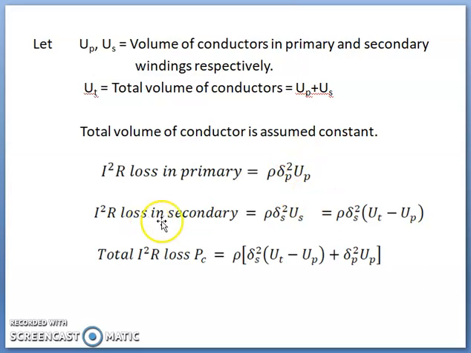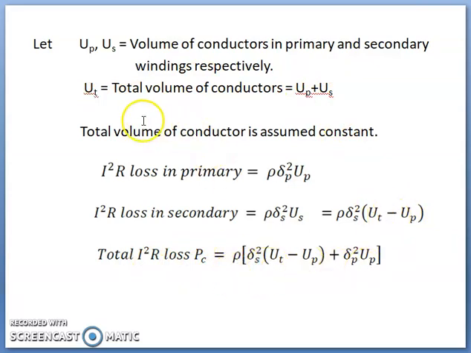Then I square R loss in the secondary depends upon the secondary current density, the volume of conductor material of the secondary winding, and the resistivity of the secondary winding. Okay, then here US can be written as UT minus UP. In place of US, UT minus UP is substituted. Then the total I square R loss PC is rho times this value.